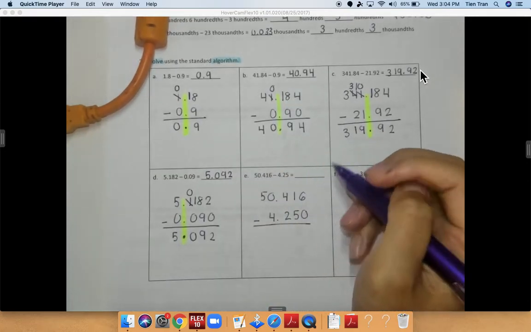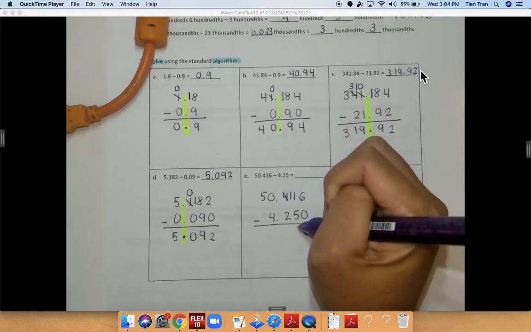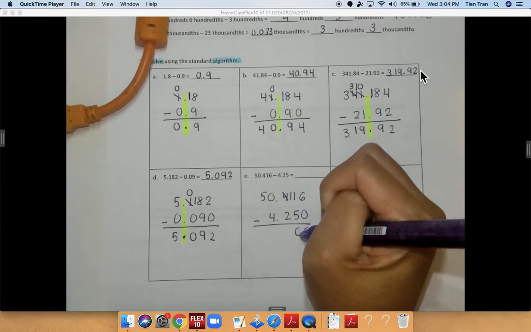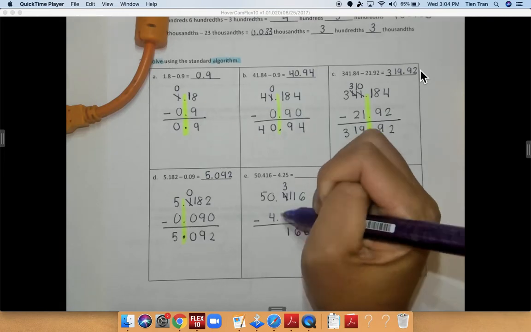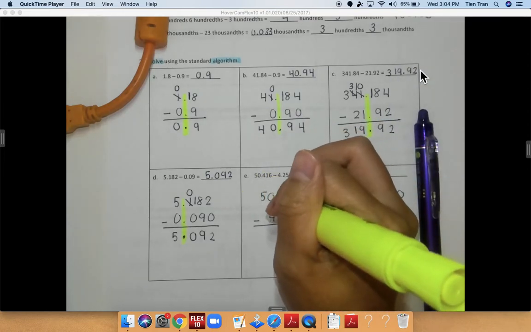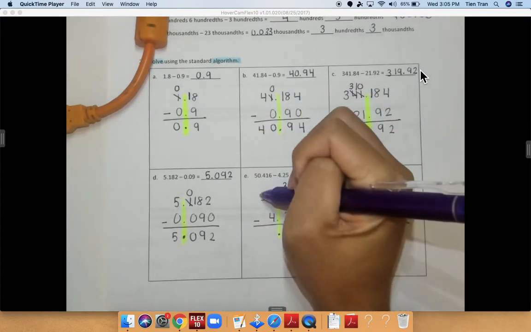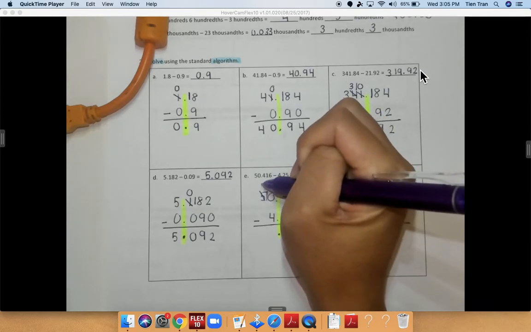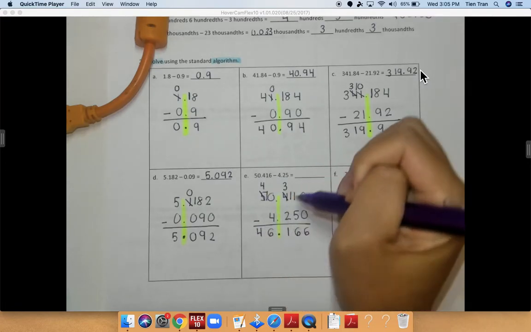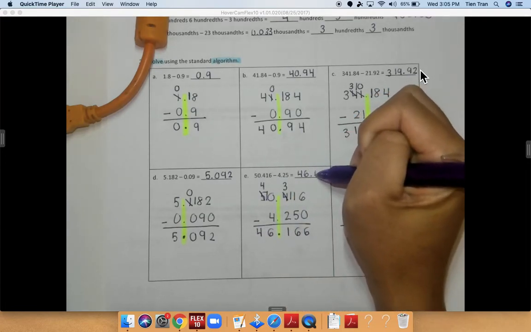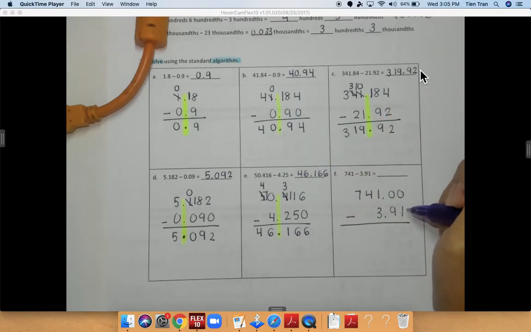Okay, now over here, I have 6 minus 0, which is equal to 6. 11 minus 5 is equal to 6. Notice I borrow. 4 changes to a 3. 3 minus 2 is equal to 1. And I need to make sure I bring down my decimal. 0 minus 4 is not possible, so I'm going to borrow. My 5 changes to a 4. 10 minus 4 is equal to 6. And I bring down my 4. So I get 46.166.